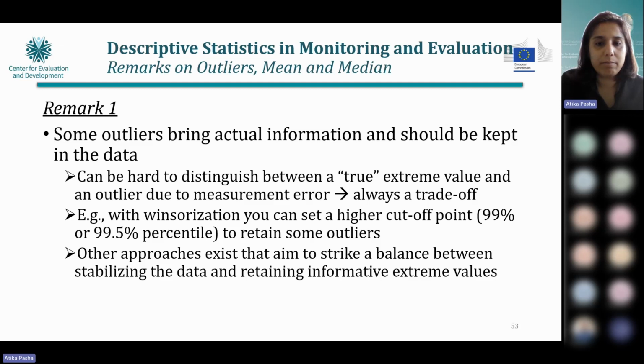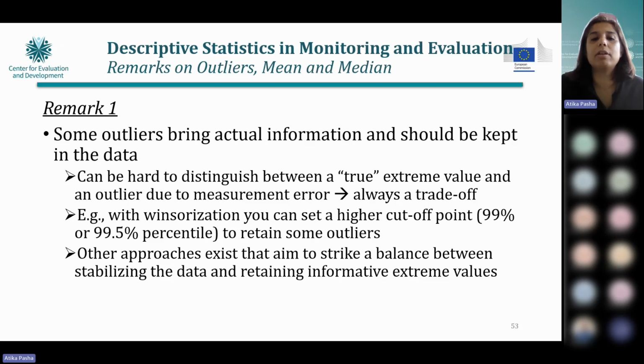And so, to end the presentation, we just want to keep this idea in mind: some outliers will hold actual information and should be kept in the data. It's important to distinguish what is actually an extreme value versus what is an outlier. And this trade-off is something you always have to deal with, as is measurement error, whether someone reported or wrote it incorrectly.